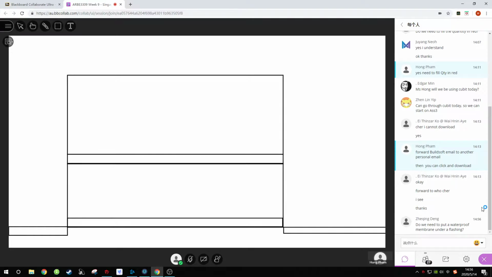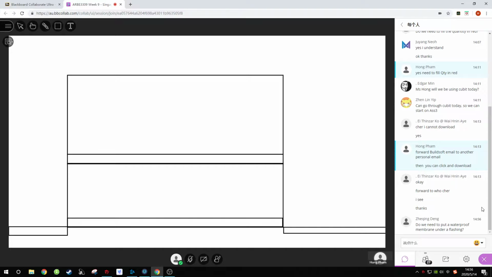No, we don't have to put a waterproof membrane under the flashings. The flashing itself is waterproof. The flashing is a metal piece, usually aluminium, so the water cannot go through.